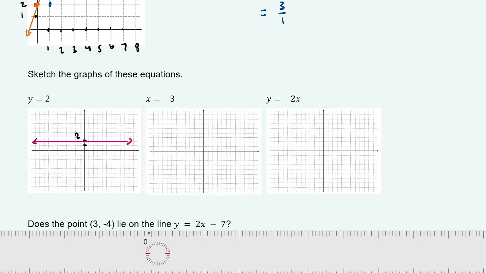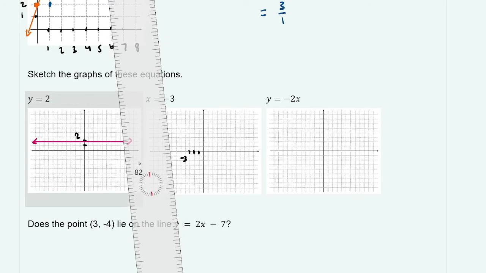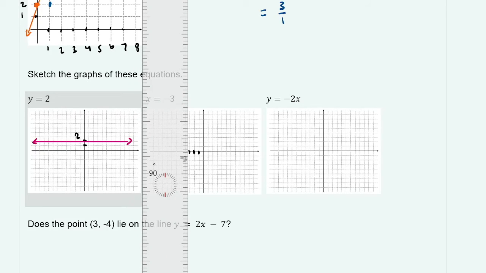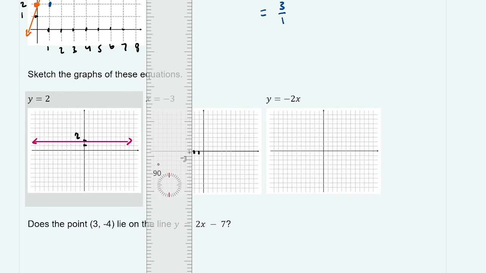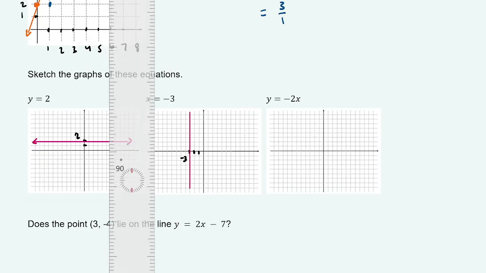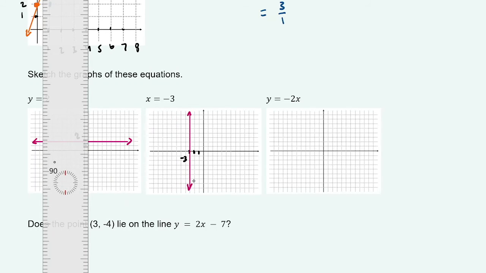My next one here is x equals minus 3. So this one is our vertical line. Before we had the horizontal line, and now we have the vertical line, and it's at minus 3. So there's my minus 3. I need to go vertical. Move my ruler to the right spot, and just put the line through the point. And again, arrows either end to represent the fact that it just keeps going.